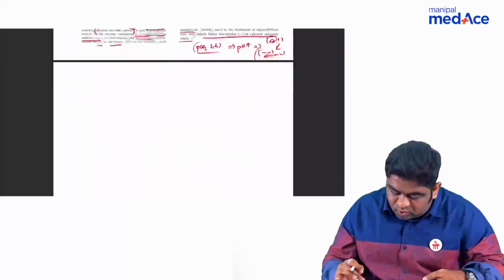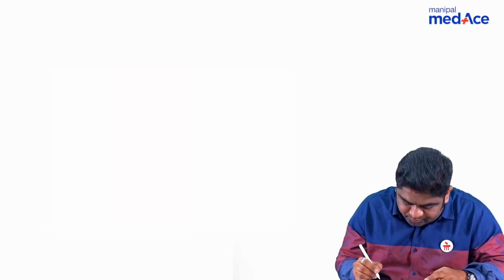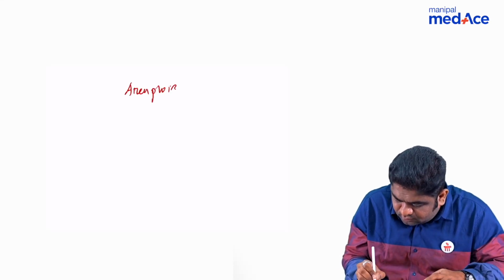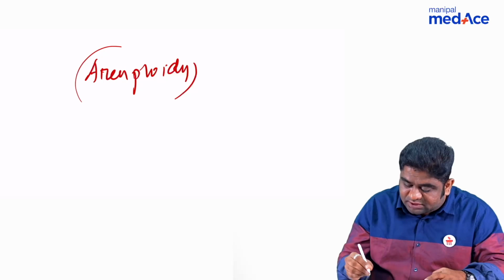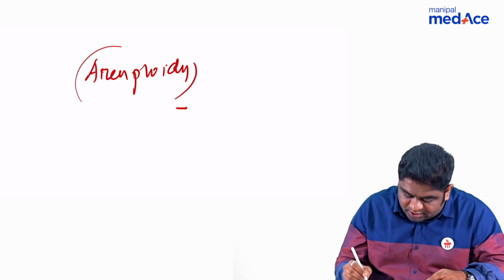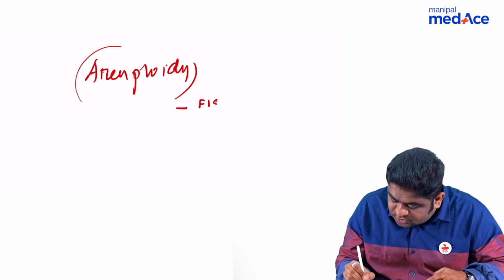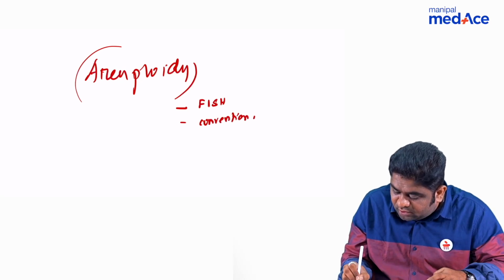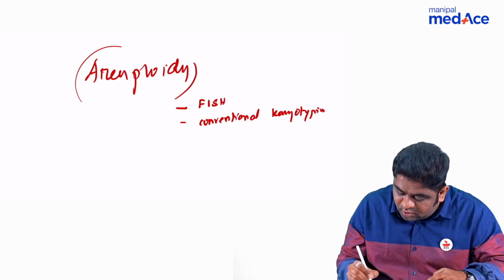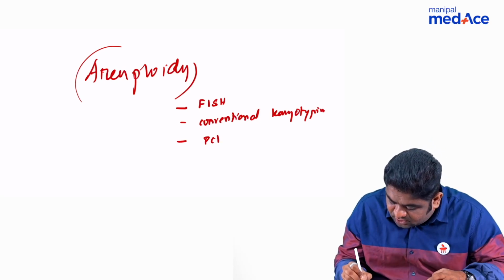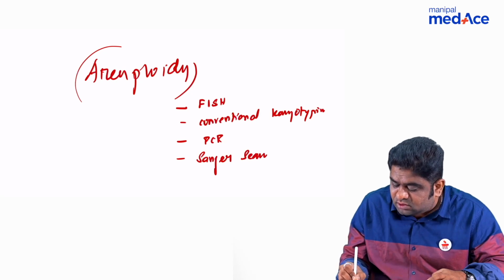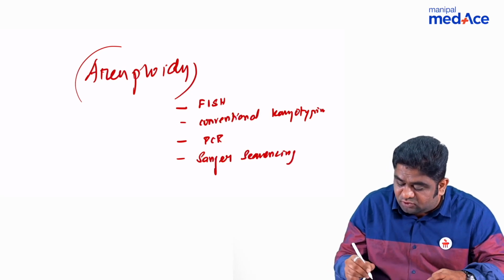Now there is one more question where they spoke about aneuploidy. Aneuploidy is best understood by the four options they had given. One is fluorescent in situ hybridization. Second is conventional karyotyping. Third is PCR. Fourth is Sanger sequencing. This is what I believe the students have told me.